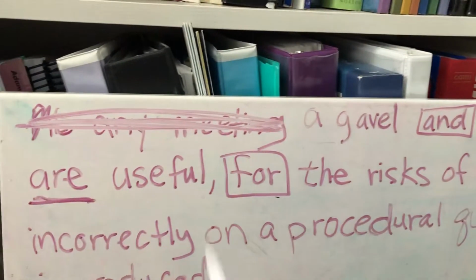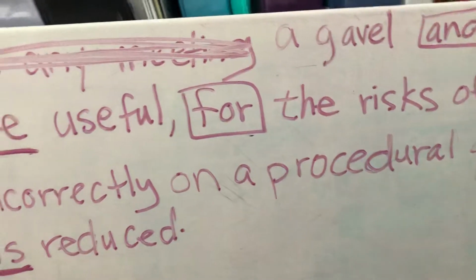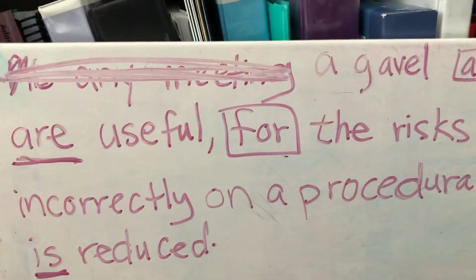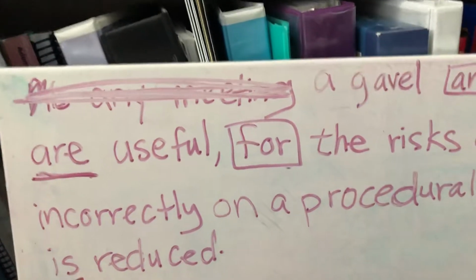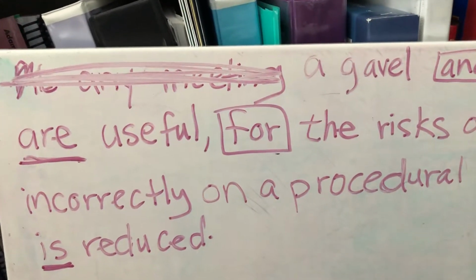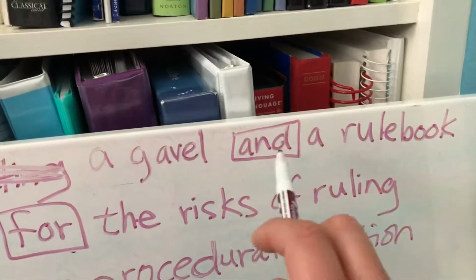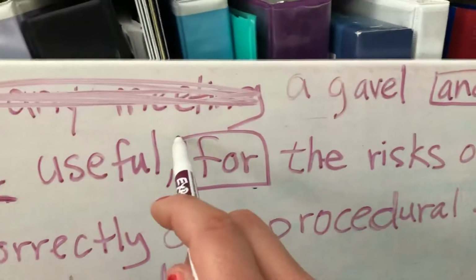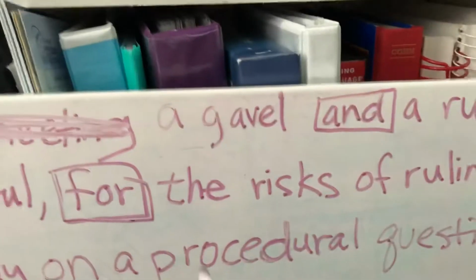A gavel and rulebook are useful. For. Now, "for" looks like a preposition, and it can be a preposition, but in this case, it is being used as a conjunction. Now, a conjunction sounds like, if you think of conjoined twins, a conjunction joins words or phrases or sentences together. They join things together. So that's why we have the word "for" here. And actually, "and" is also a conjunction. Well, I'll talk about that in a minute. But this is a conjunction because we just have a complete sentence here. A gavel and a rulebook are useful. That's a complete thought. And then we have the next sentence.